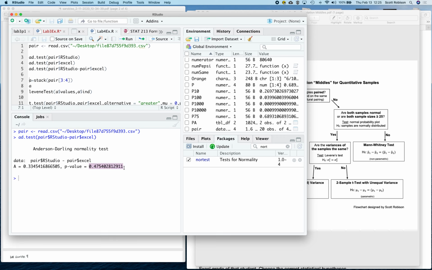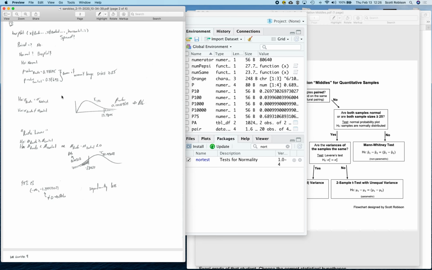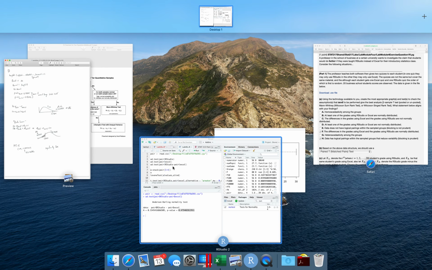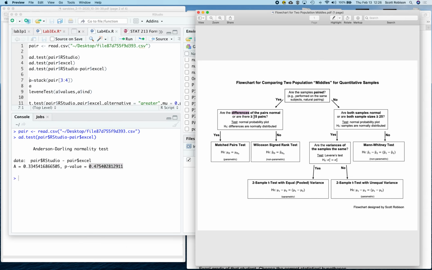Here I got that the normality p-value is very high. What does that mean? The difference of the paired samples looks like it's normal. The p-value is very large, so it looks like the difference between the samples is normal. So that means, yes, I'm going to go to a matched t-test.